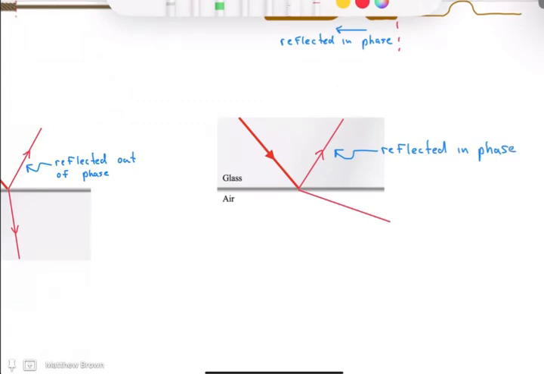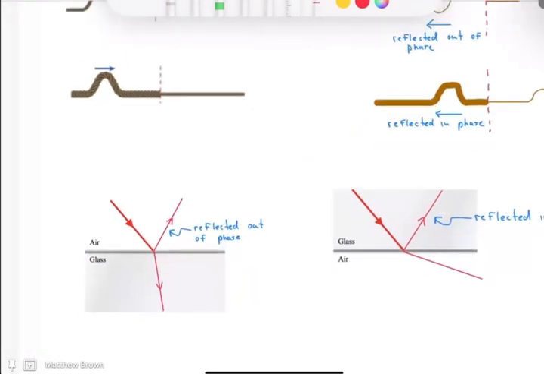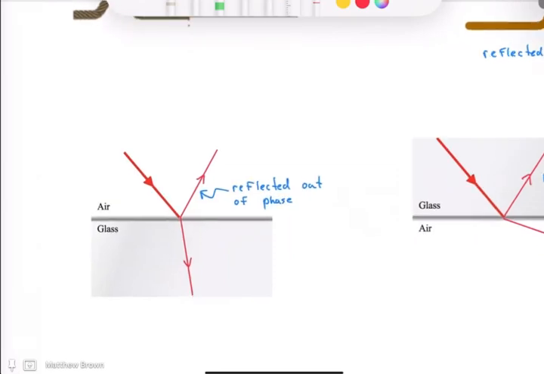And in this case, you can imagine similarly the extreme end. If something's going into a slower medium, it's just that extreme case, like where you're looking at something like a mirror.